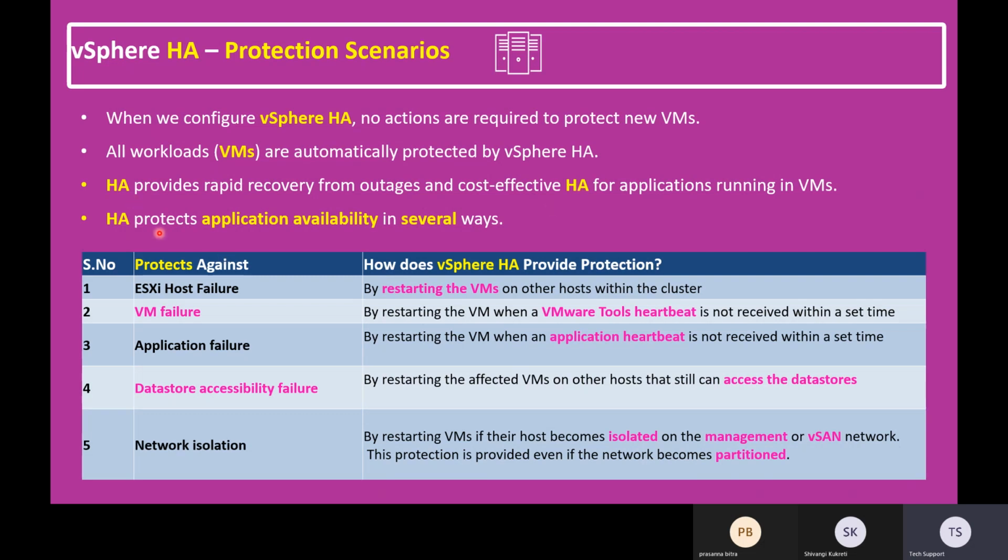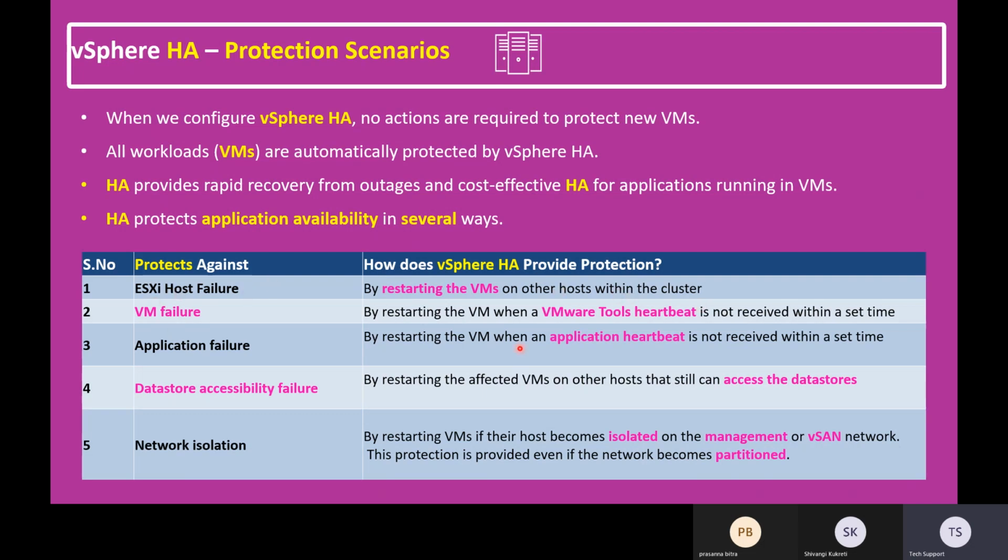Okay, and HA protects application availability in several ways, not only in a cluster way, we have multiple ways. So the protection is against host failure, VM failure, application failure, datastore failure, and network isolation. But whatever the failure scenarios we discussed until now, what vSphere HA does is restart. Suppose in a host failure scenario, it restarts the VMs on another host within the cluster.